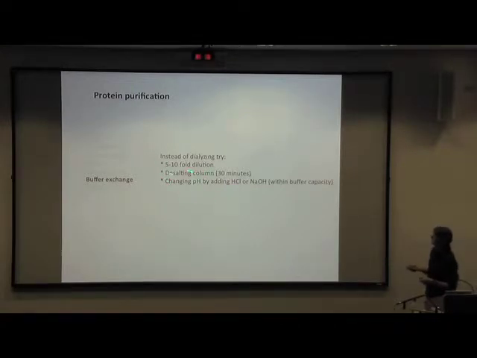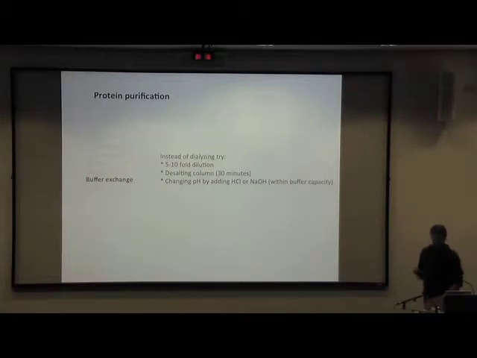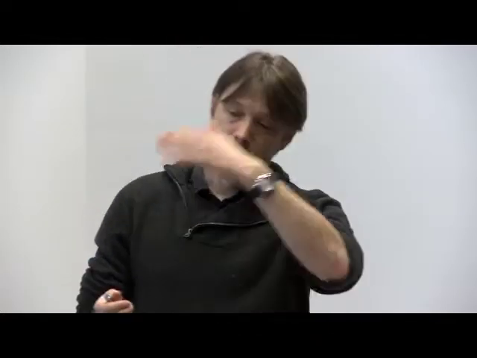If that doesn't work, you can quickly run it over desalting columns. These are very rapid things that you can run at 20 mils a minute. You're done in no time. And if you need to change the pH, you don't need to go and dialyze it overnight. You might as well just directly add some hydrochloric acid or sodium hydroxide to change the pH directly onto your protein. Of course, you need to be careful that's within the buffering capacity of your buffer, because if you go, say, Tris and you want to go to pH 5, by that time it's no longer good.